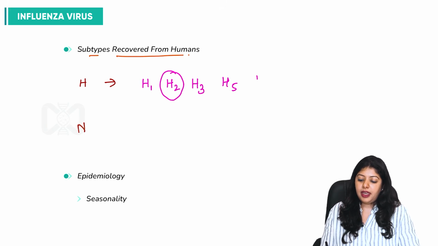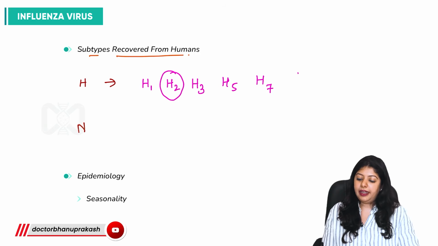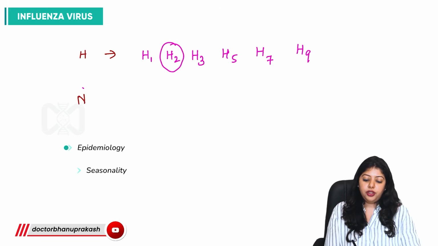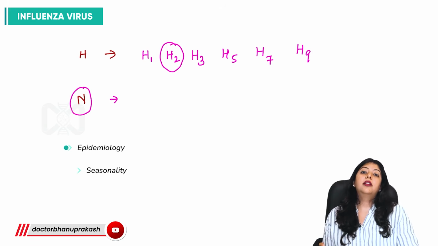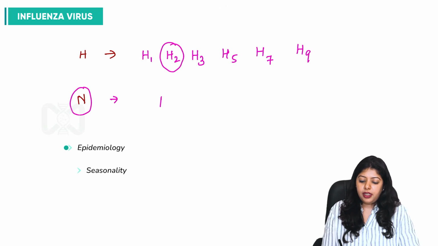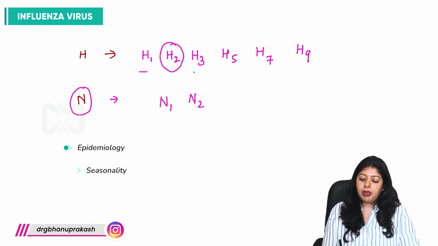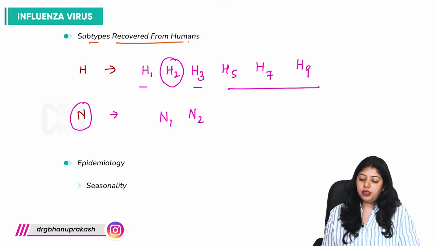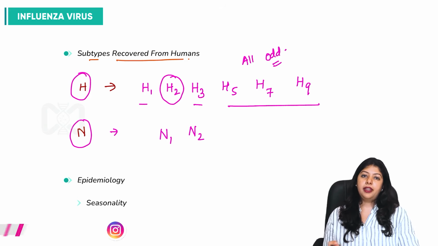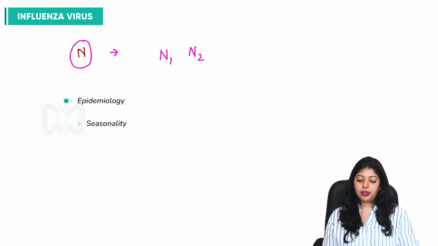H5, H7 and H9, right? And what are the two N subtypes which have been isolated for humans? It is N1 and N2. Easy to remember. So remember, all the odd numbers for H subtype and N1 and N2 for N subtypes.